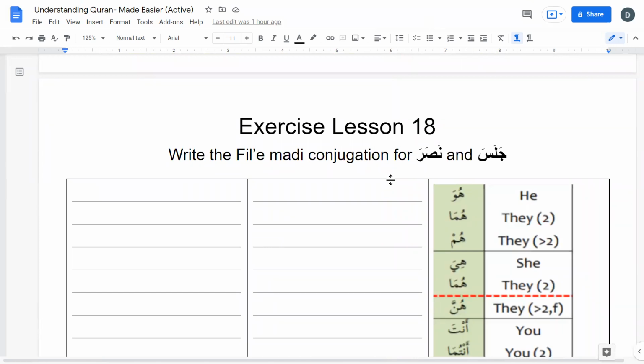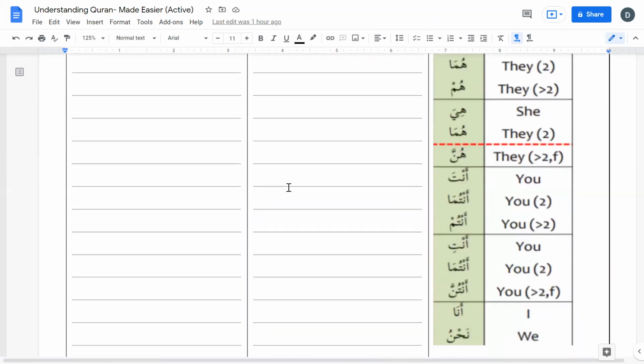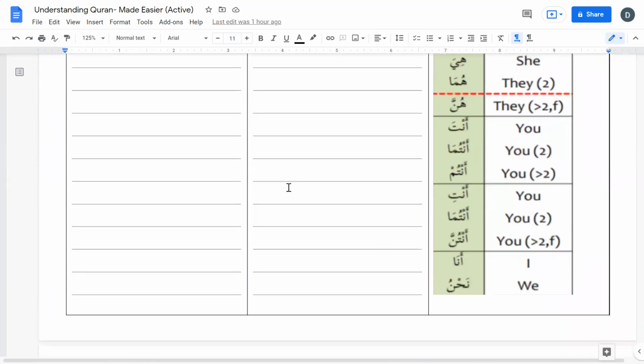Inshallah, this is the second session for fe'l madi, and inshallah we'll continue with fe'l madi more.